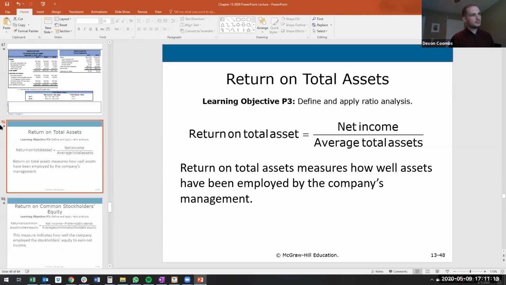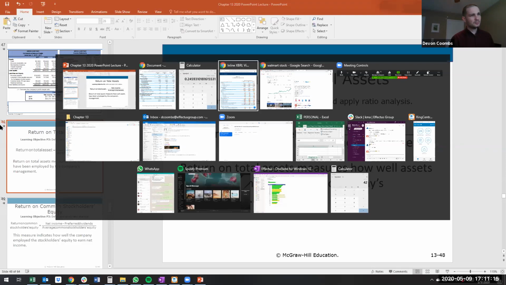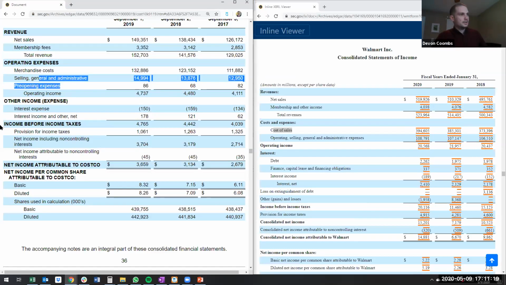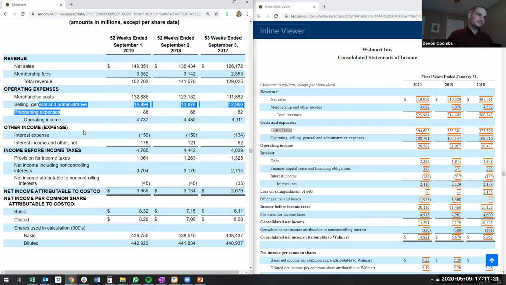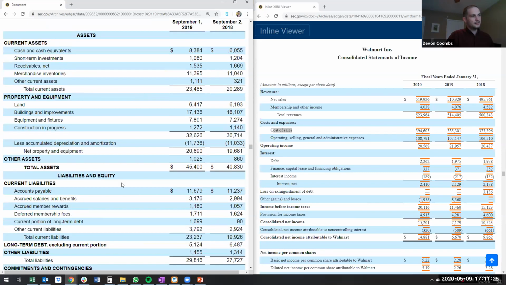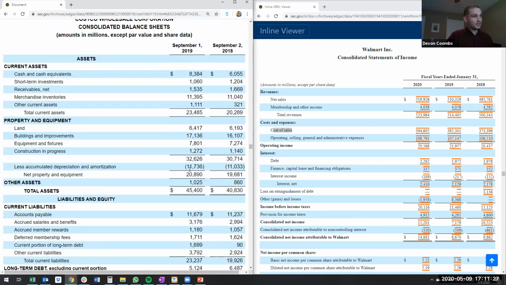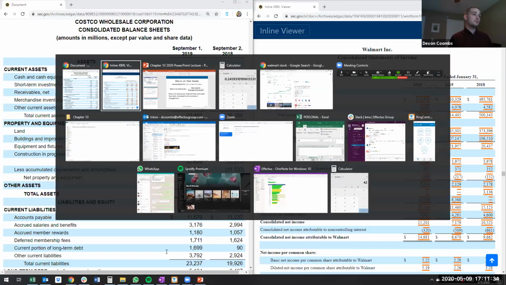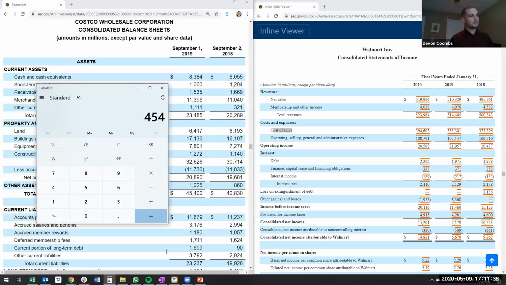And so the last piece is we can say, how smart is a company being with its assets, right? That's useful to know too. You want to know, let's say, we'll say Costco has $45 billion in assets. 45 billion, that's huge. Well, how much money are they making with those assets?